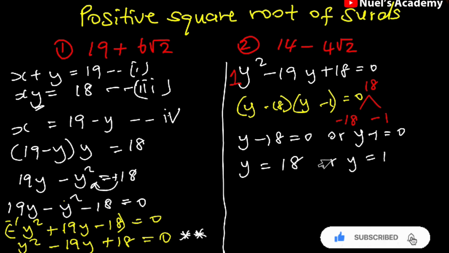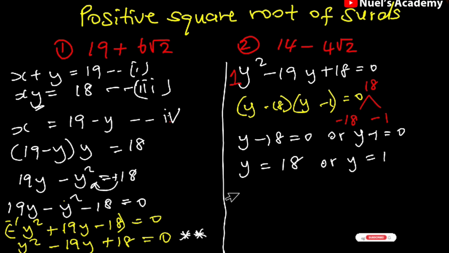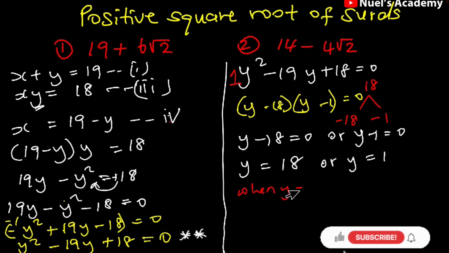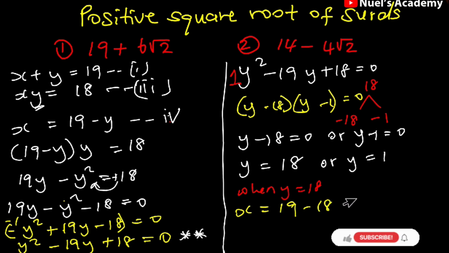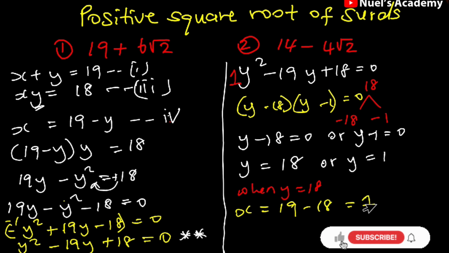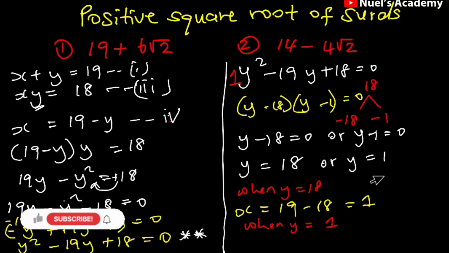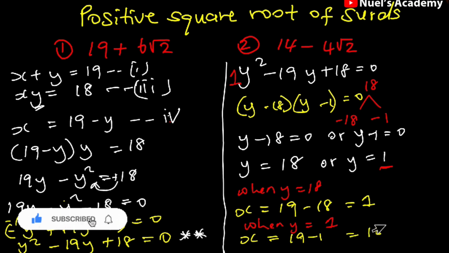Having gotten the values of y, we now use equation IV to solve for the value of x. When y equals 18, from equation IV we have x equals 19 minus y. So this y is 18. So x equals 19 minus 18, which is 1. Again, when y equals 1, which is this one here, what is the value of our x? x equals 19 minus 1, which equals 18.